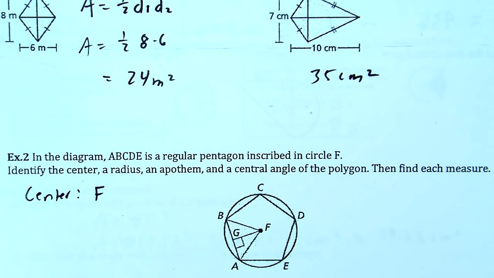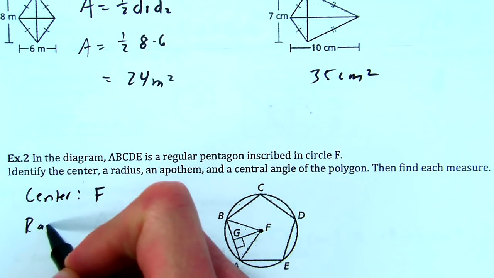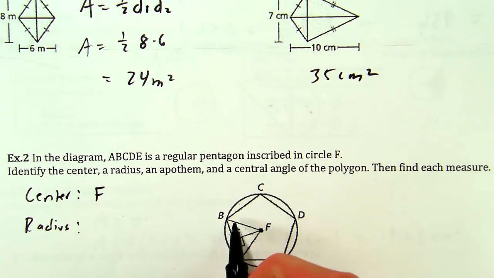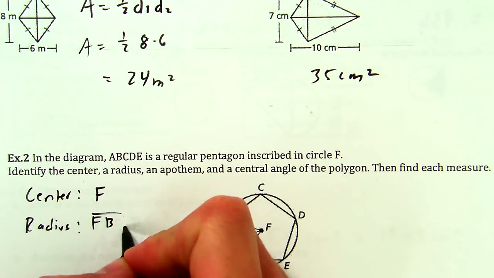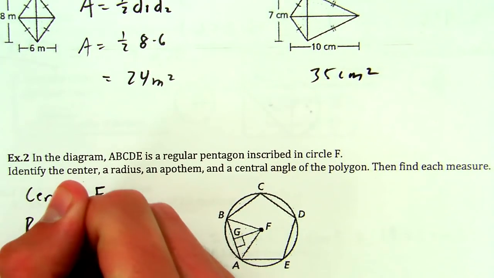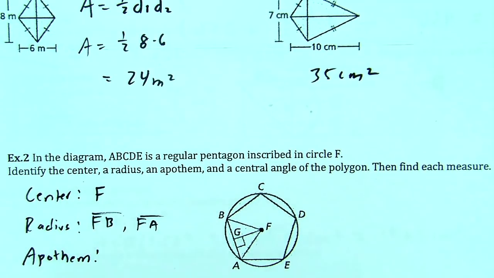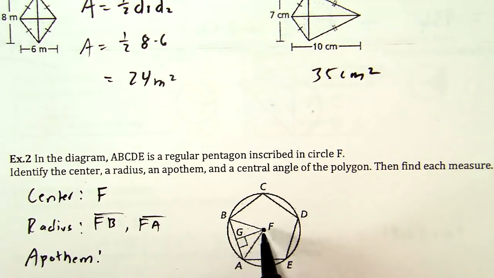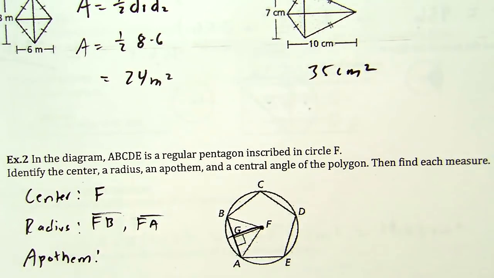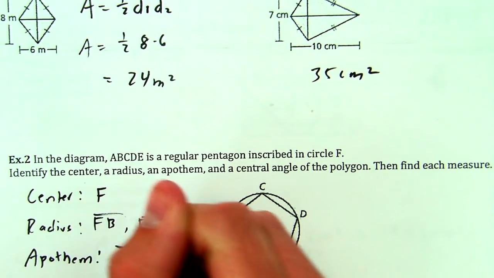They share a center. The radius is from the center of the circle to the edge. So there's actually two different answers that you could put here, either FB or FA. That's the radius. The apothem, that's the new one that we learned. The apothem is the distance from the center to any side. Okay, so your apothem is going to be here, FG, hits at 90, and it hits at the side AB. So the apothem is FG.